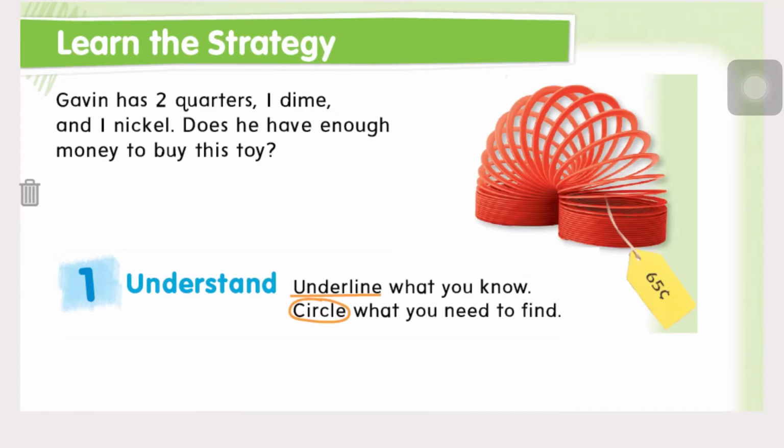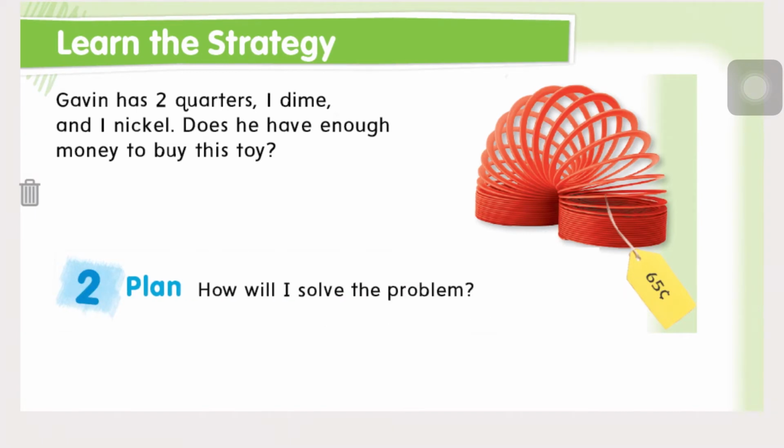All right, so our strategy, remember, is act it out, and we're going to be in your MyMath book on page 503. So go ahead and get to page 503 and have your pencil ready to take some notes. It says Gavin has 2 quarters, 1 dime, and 1 nickel. Does he have enough money to buy this toy? So step 1 is to underline what you know and circle what you need to find out. So I'm going to do that on this page. Go ahead and do that on your number 1 though.